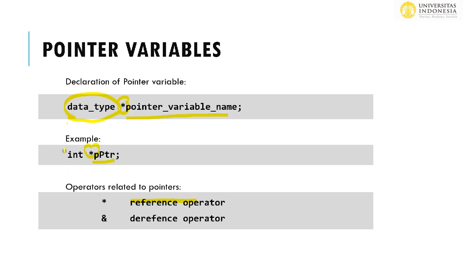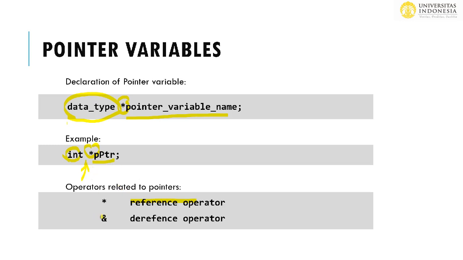Okay, so in this case, integer, indirection operator, PPTR, you can read it from right to left. You can read it as PPTR is a pointer to an integer, to some integer entity or integer data or object in the program. So this is quite a unique way of writing or defining variables as pointers, since all the pointer variables should be preceded by this indirection or reference operator.